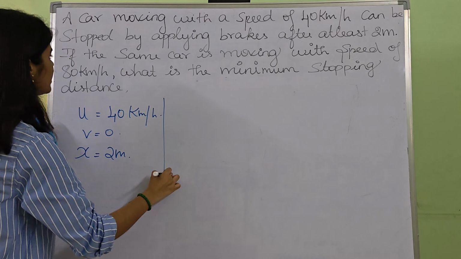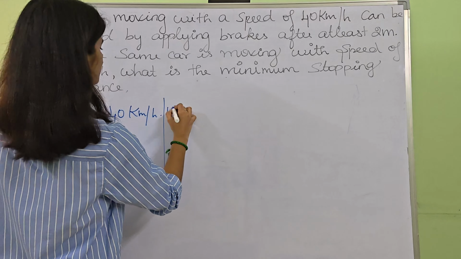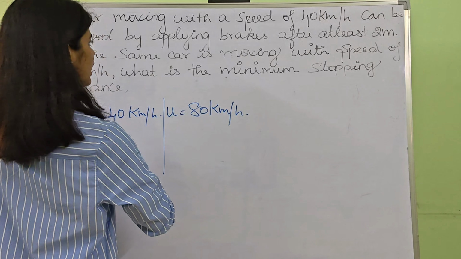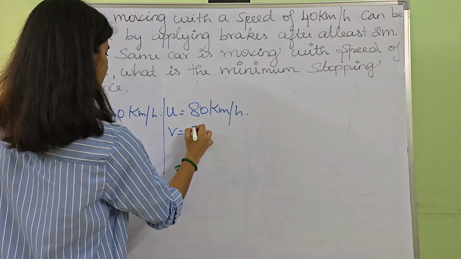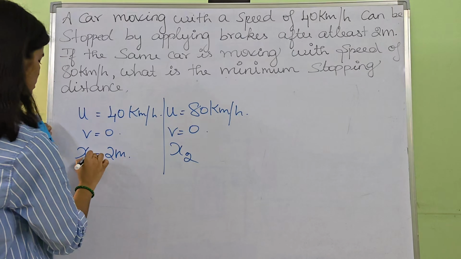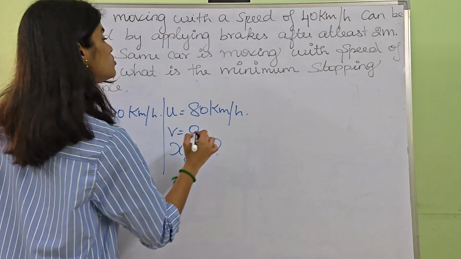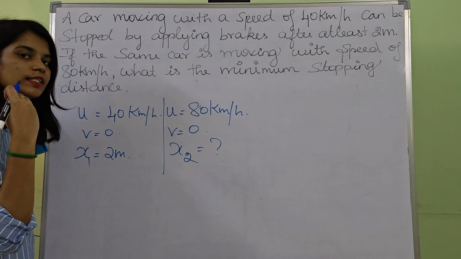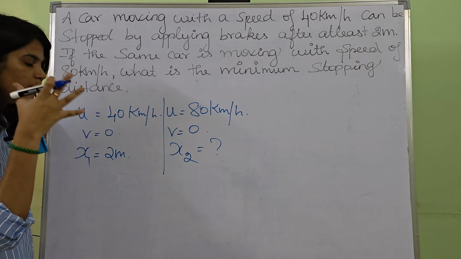So the next case, what they provided: the same car when it moves at 80 kilometer per hour, and what is the minimum stopping distance? That is the same, final velocity will be zero. Let's call these cases 1 and 2. They're asking the minimum stopping distance, which here means the distance traveled by the car while braking.